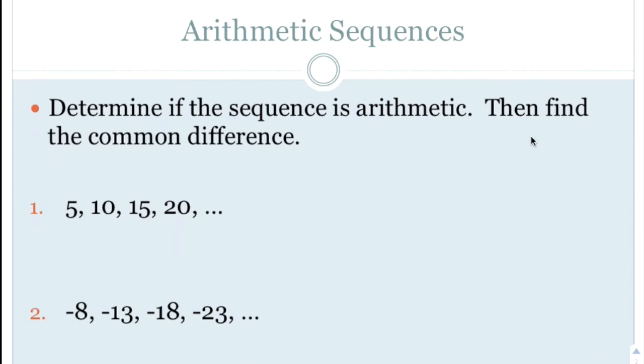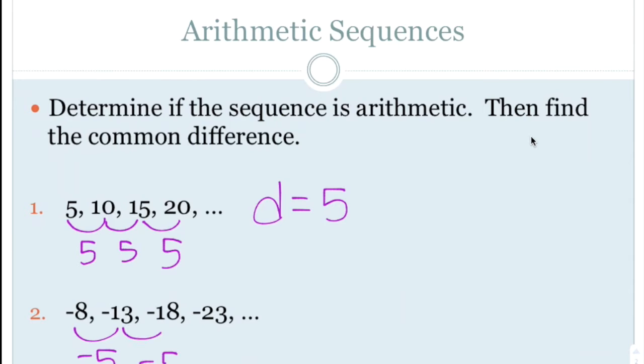So if you look at number 1, it is going up by 5 each time. So this is arithmetic, and the common difference is 5. Number 2 is very similar. Number 2 is going down by 5 each time. So for number 2, our common difference is negative 5.